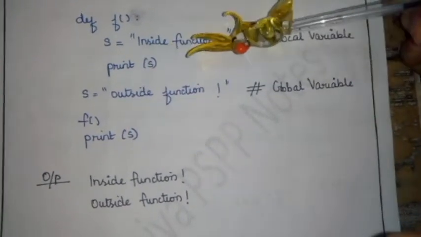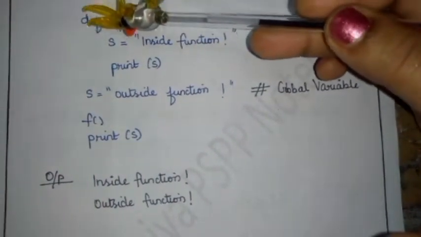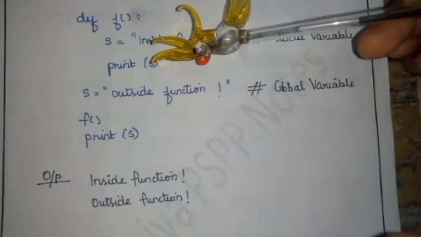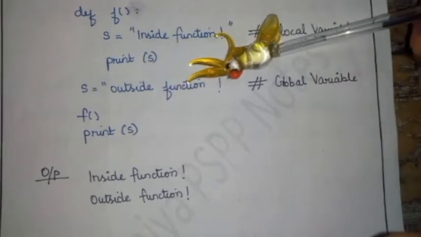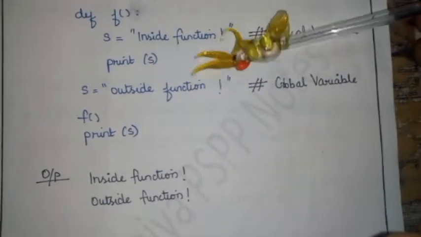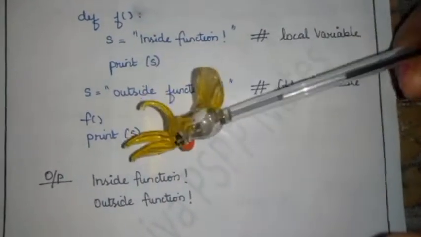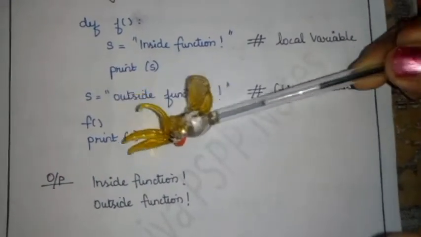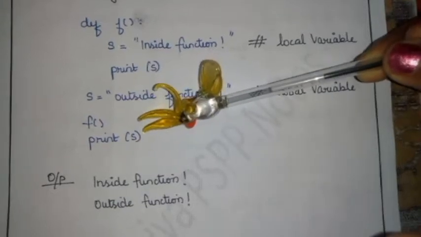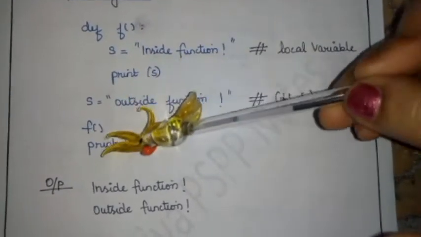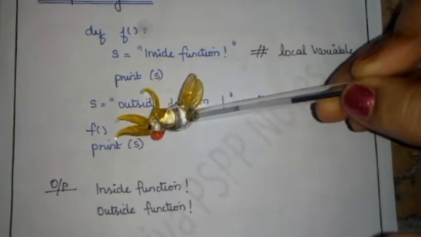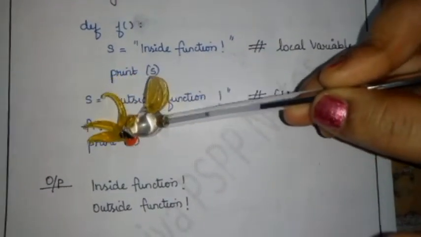A simple function, isn't it? Now, just below this def, I'm going to write another statement where s is going to hold "outside function". This outside function string is going to be stored in s. Again, here I'm going to call the function, and then I'm going to print. I'm having another statement, print s. Now have a look, this print s is below the function call.